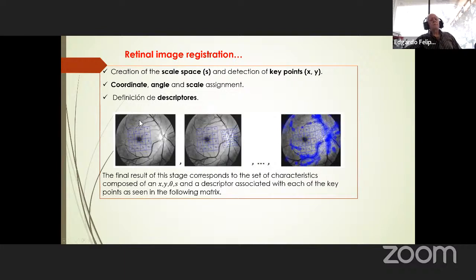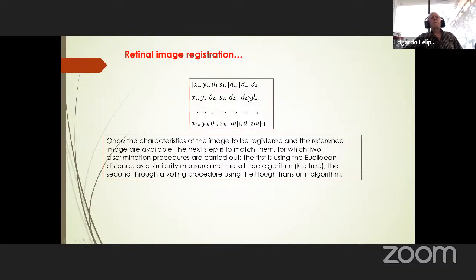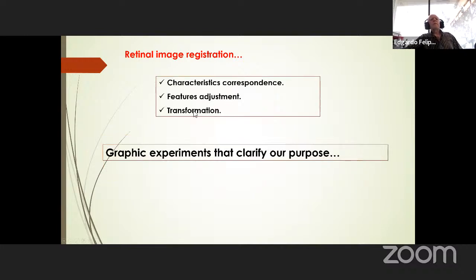Here you can see some steps. We are processing these matrices. They have each point of one image, and the second one, all information about each pixel. After these stages, we also do the characteristic correspondence, features adjustment, and transformation. Now we are going to show some graphic experiments that clarify our purpose.